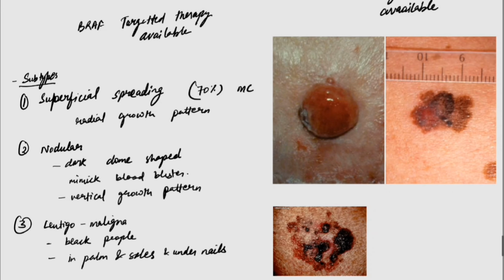Coming to subtypes, the superficial spreading subtype is most common. Here, there is a radial growth pattern. This is the superficial spreading subtype. The other is the nodular. There are dark dome shaped lesions which mimic blood blisters. There is a vertical growth pattern.